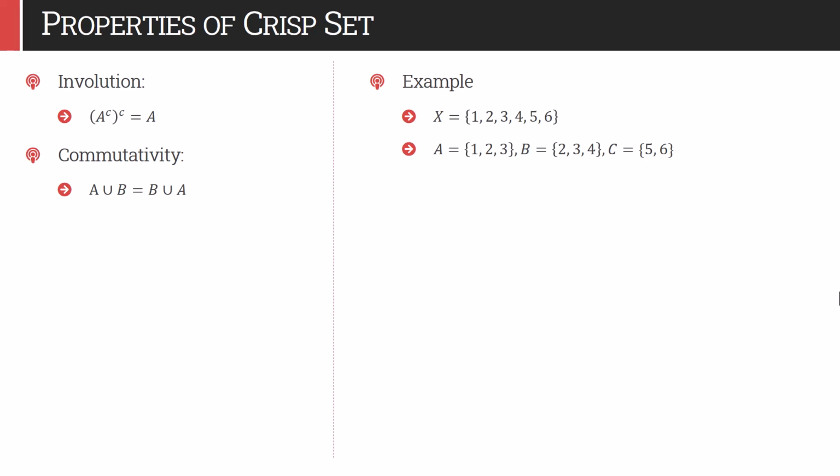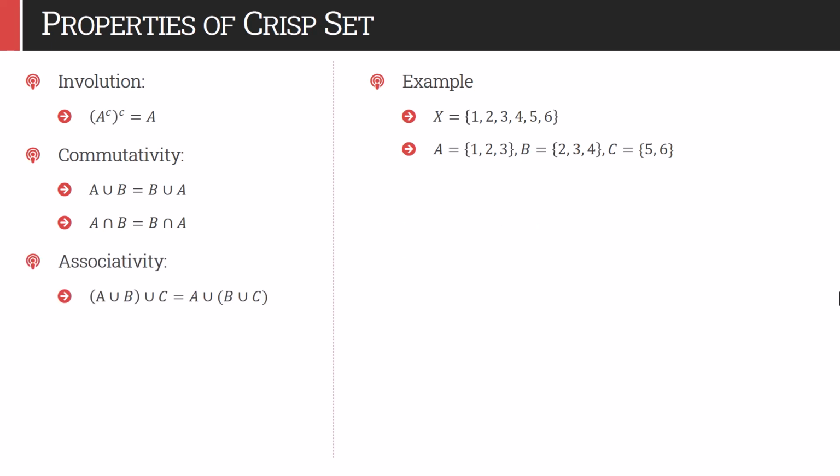Commutativity says A union B is the same as B union A. So whether we first compute A union B or B union A, both are the same. So the commutativity property holds for the union operation. In the same way, it is true for intersection as well. If we compute A intersection B or B intersection A, the results would be the same.